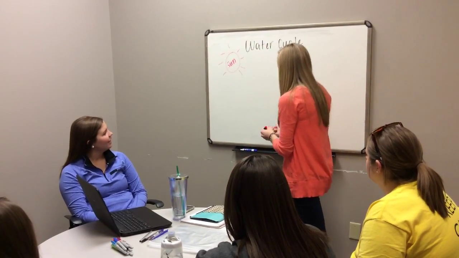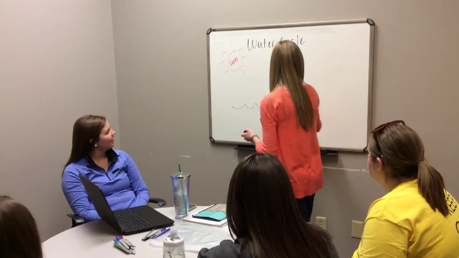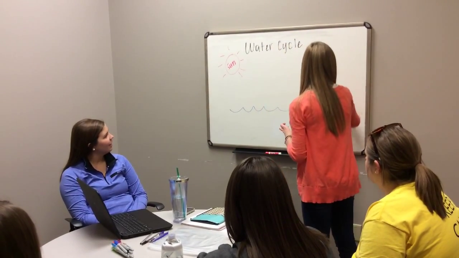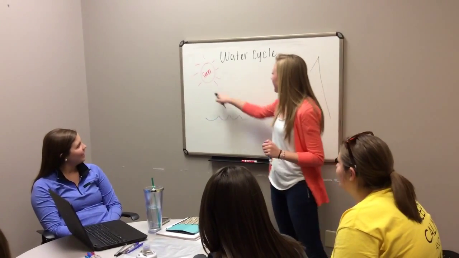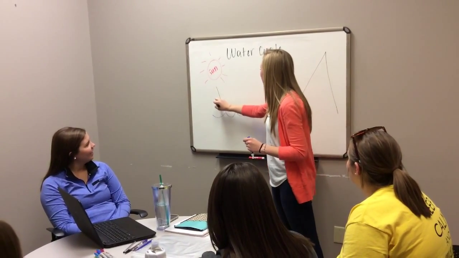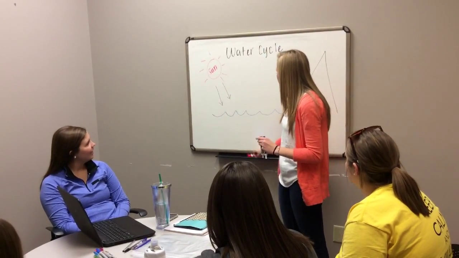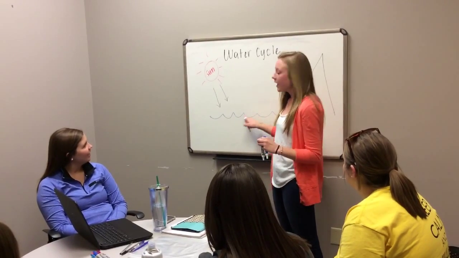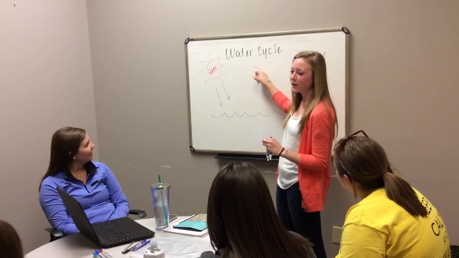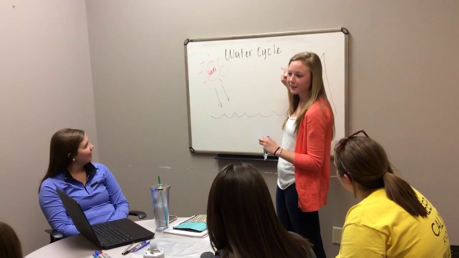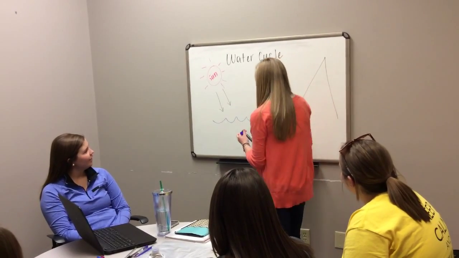Okay, and then we're going to draw our water and some land. That's my mountain. Okay, so it starts out by the sun heats up the water, and as the water starts to heat up, the water turns into water vapor and begins to move up into the air. When you get really high up into the air, what is this called up here? Clouds. Clouds, or like the atmosphere. The atmosphere. Good job.